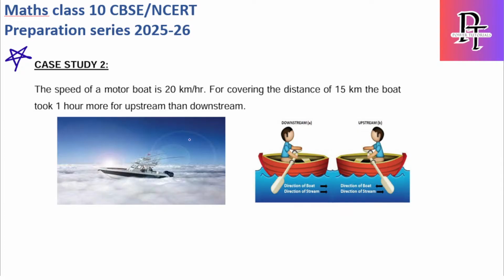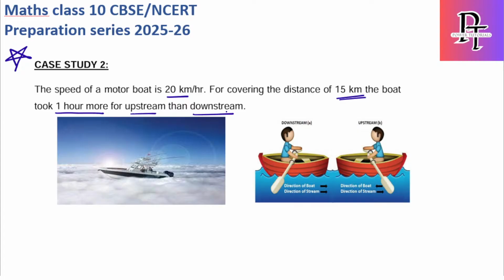The speed of a motorboat is 20 kilometers per hour. We have a motorboat whose speed is 20 kilometers per hour, covering a distance of 15 kilometers. The distance we are traveling on the boat is 15 kilometers. The boat took 1 hour more for upstream than downstream.